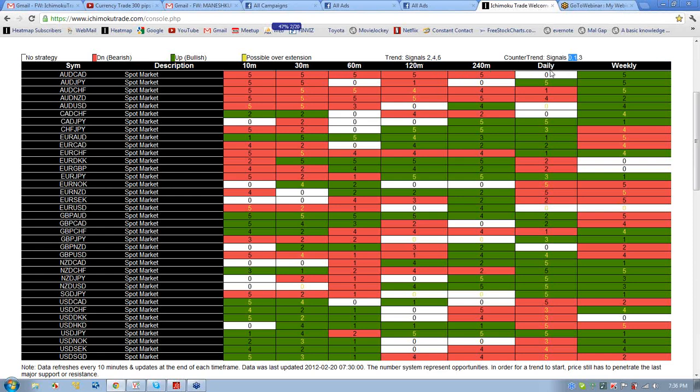What you look for in the counter trend scenarios is for the higher time frames to be in a 0 and 1. The higher time frames are the daily and weekly. Sometimes you may view the 240 and the 120 as higher too, but if you think about it, the 10, 30, and 60 are your short-term time frames, these are your mid-term time frames, and these are your long-term time frames. So ideally, if your long-term, which is your daily and weekly, is in a 0 and 1, that allows you to go counter trend on the lower time frames. Does that make sense to everyone?